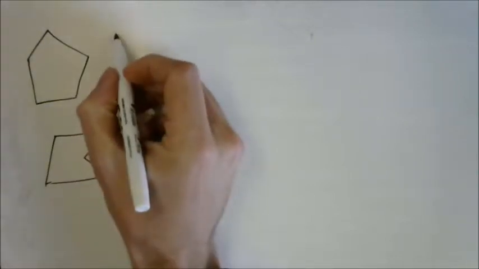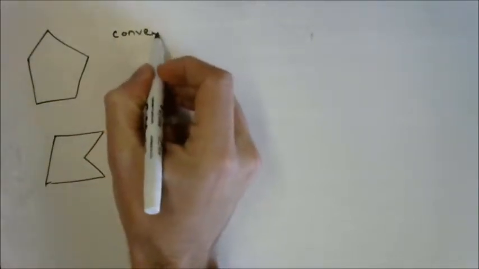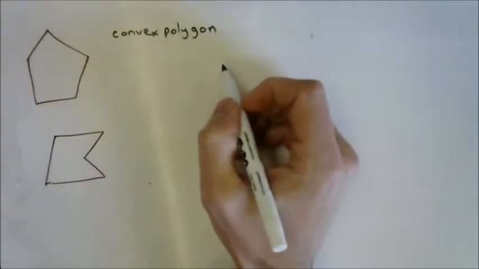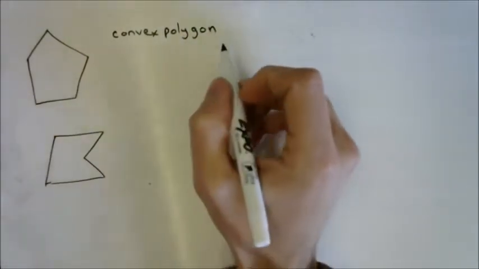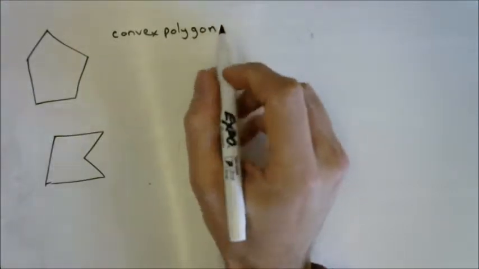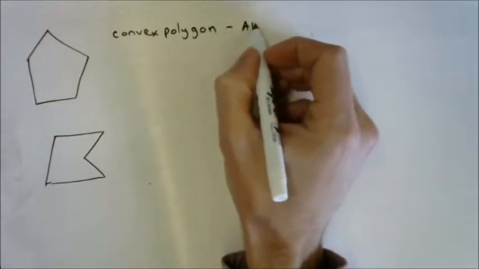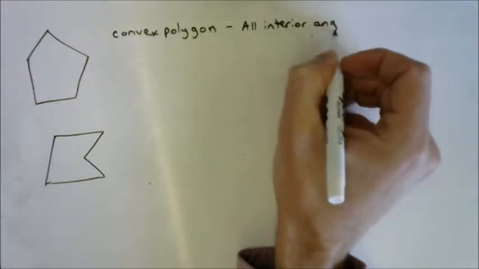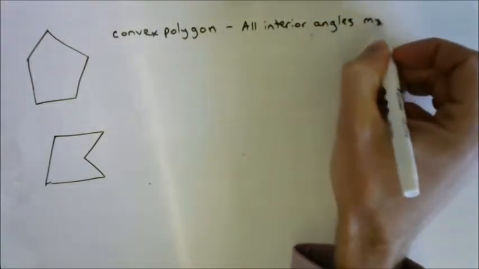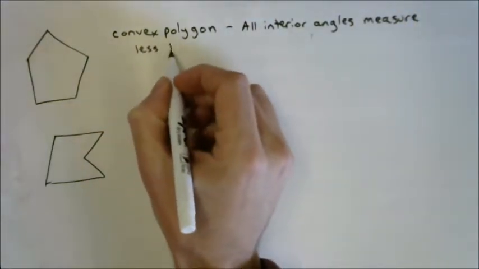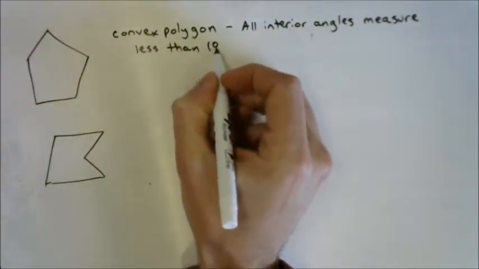Okay? Convex polygon. So we're going to write convex polygon. This is all interior angles measure less than 180 degrees.